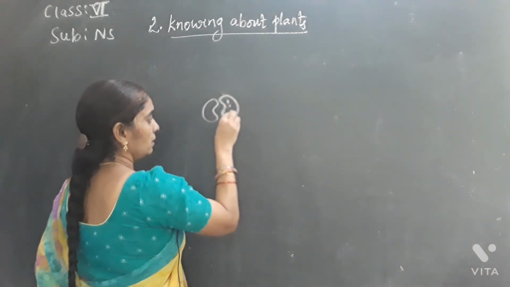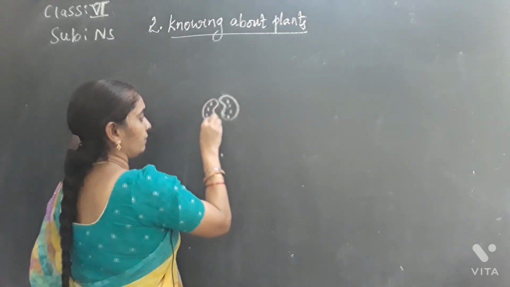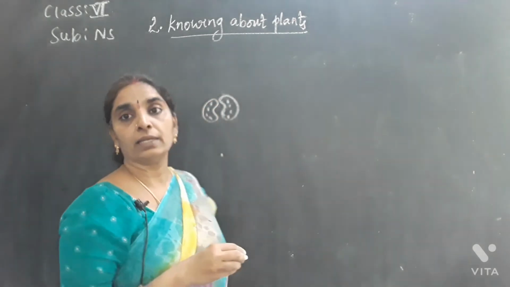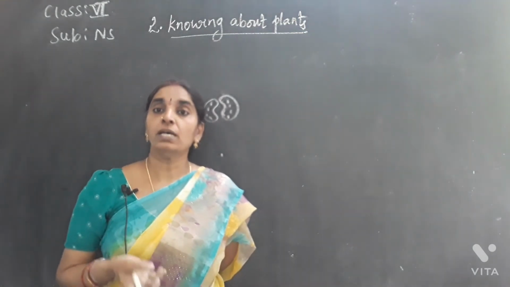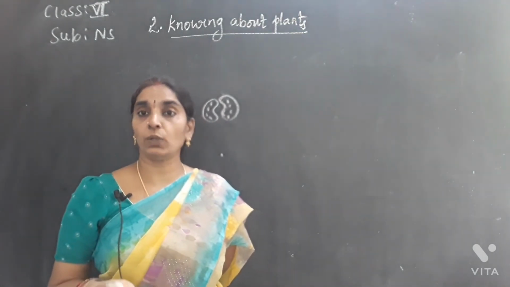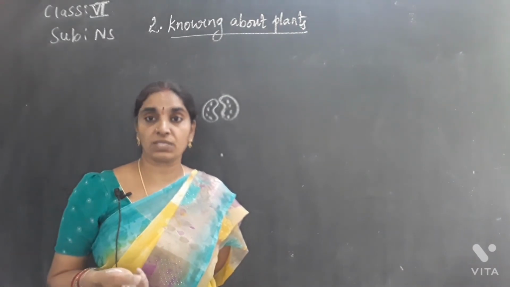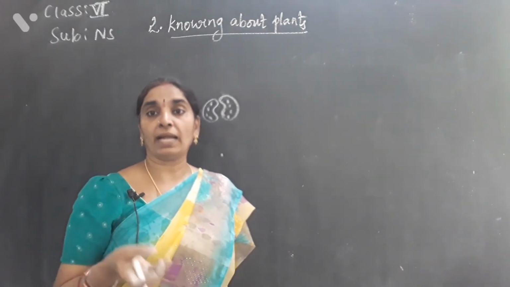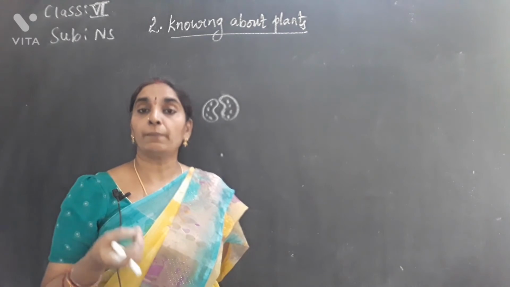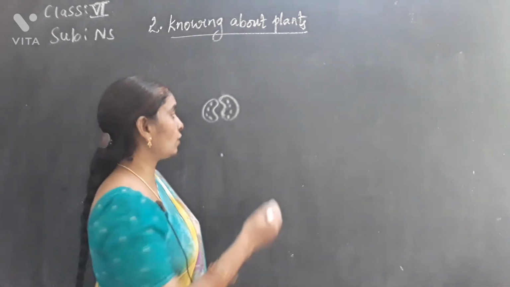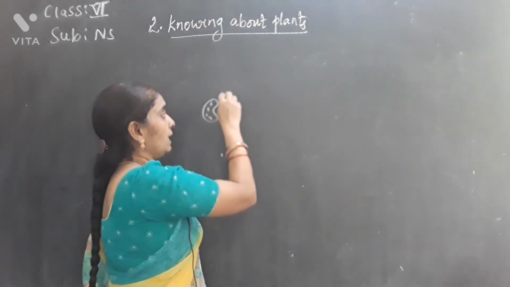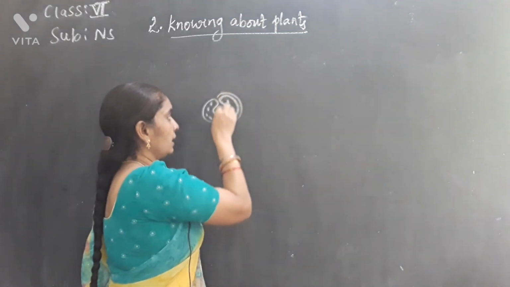Okay, children? So, if the plant doesn't have any leaves, it cannot prepare its food, there will be no respiration and no transpiration, and the plant dies very soon. So, the plants need leaves for preparation of food, respiration and transpiration, that is removal of excess water from the plant body. Is it clear?